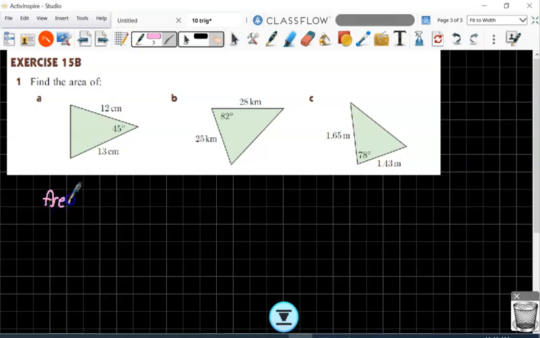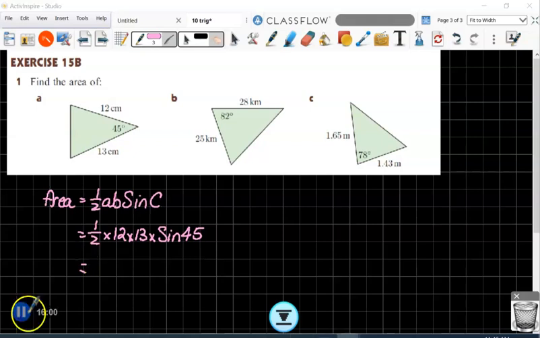Area. Half AB sine C. I like that it's in alphabetical order. What's our two lengths? 12 times 13 times sine 45. Wackadoo, wackadoo in your calculator. Poof. So simple, it's not funny. Happy days, everyone's good, you can get an answer.